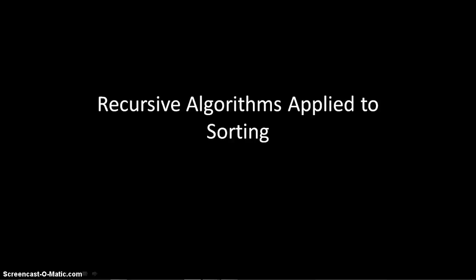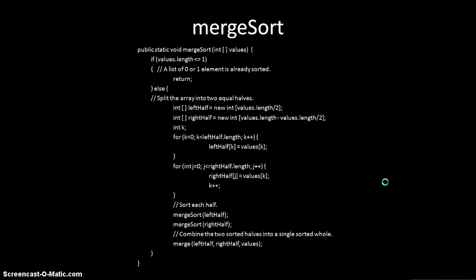So far, we have learned how to apply recursion to several of the topics we have previously covered in this course. Now we will learn how to utilize recursive algorithms to sort objects in a method called merge sort. Here we can see the implementation of a merge sort method used to sort an array of integers.